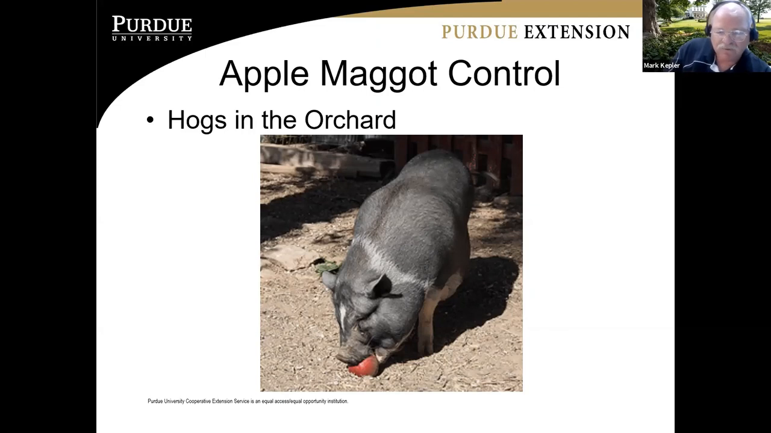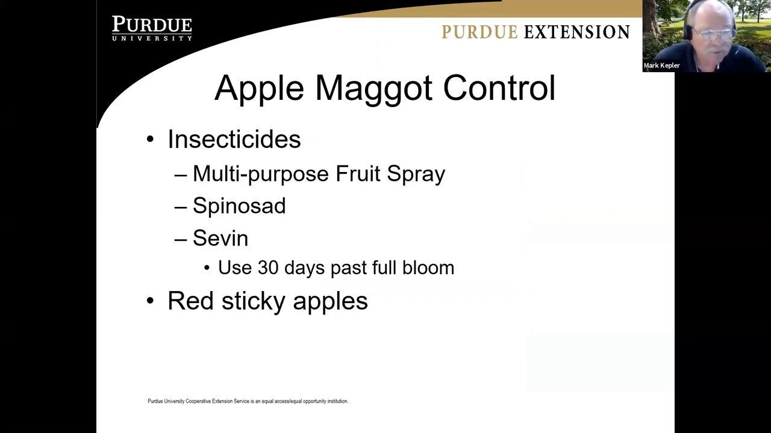So if that apple has fallen off and it's got a bug in it, that hog just took care of it right there. And so that way we're trying to reduce the number of insects. When guys used to run sheep and geese and hogs in the orchard, those are things to cause sanitation. And that's what we would do for sanitation. I got the spinosad there. I got the Sevin there.